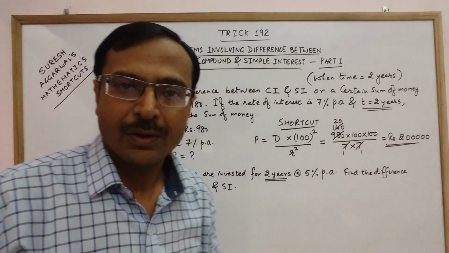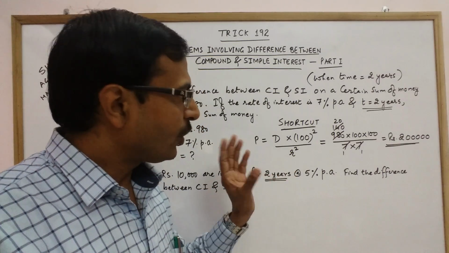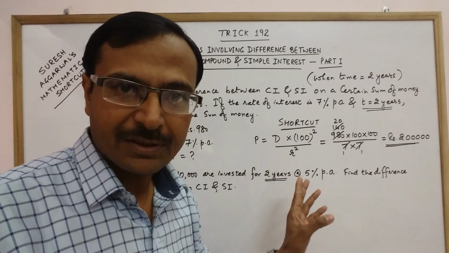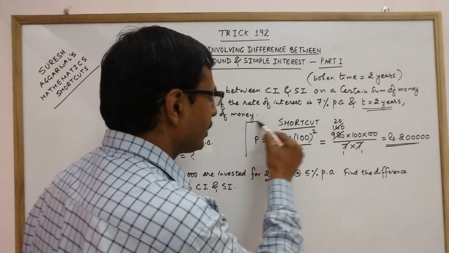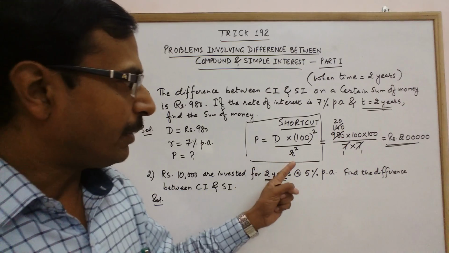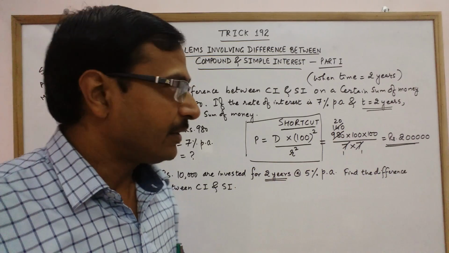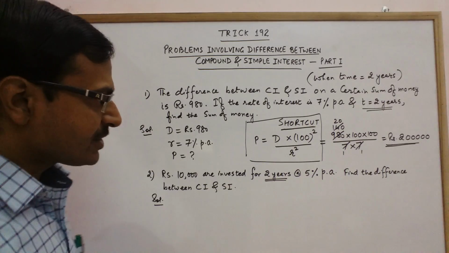Now see, no lengthy calculations, very compact and time saving method to find the principal amount. Now this is the shortcut, and remember this shortcut can be applied only when the time given is 2 years. Let us take one more problem.